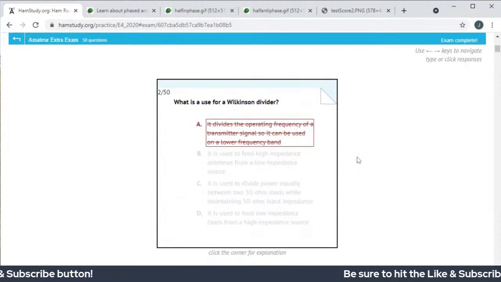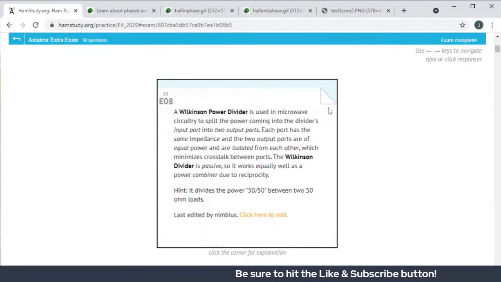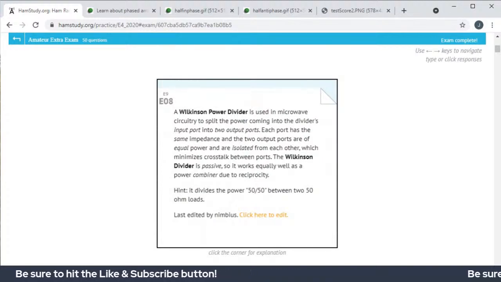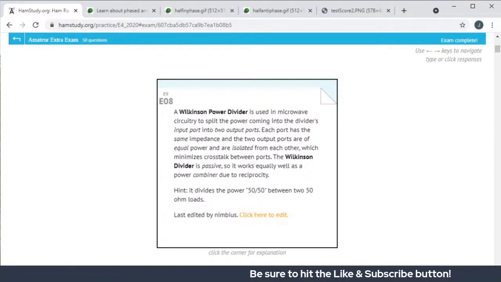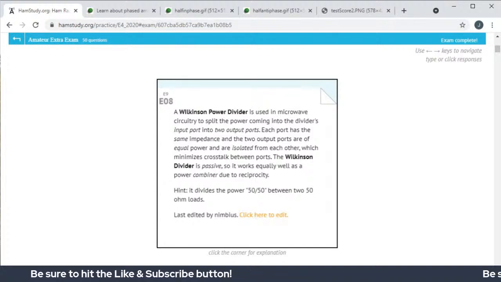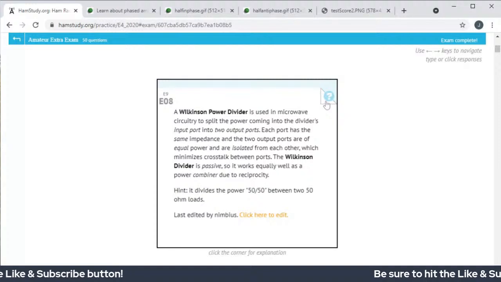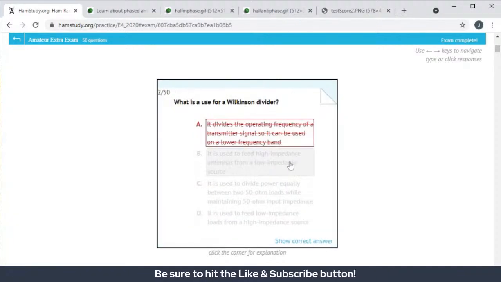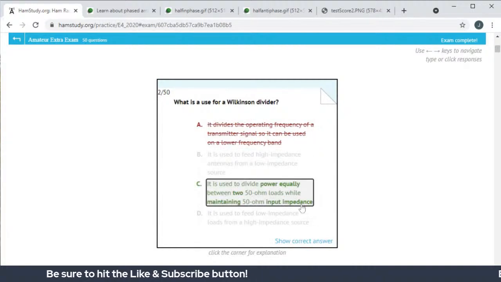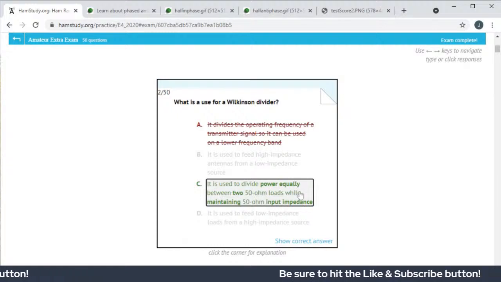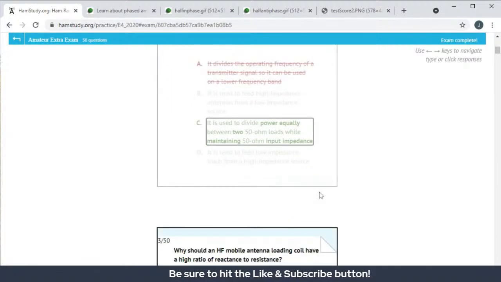Okay, so what is a Wilson divider? A Wilson divider is used in microwave circuitry to split the power coming in into two output ports. It divides the power 50-50 between the two. So a Wilson divider is between two 50 ohm leads.